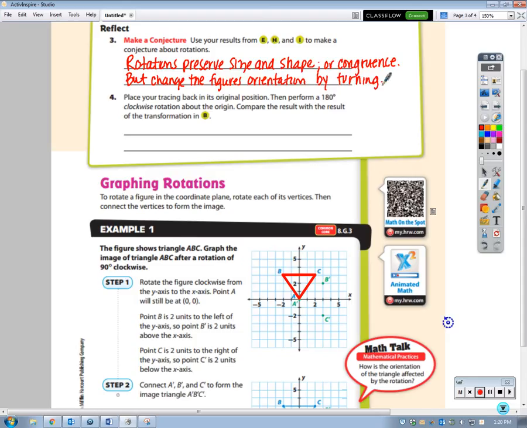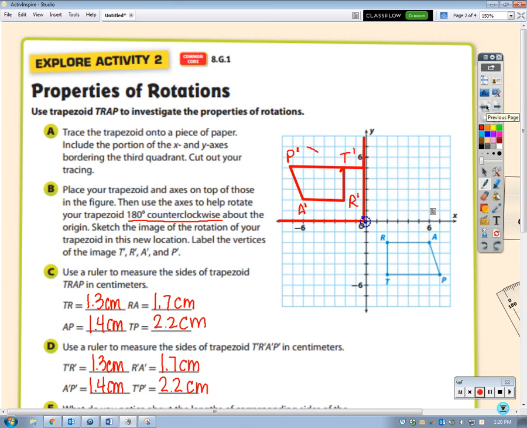And that's turning in a counterclockwise or clockwise direction. So if we trace our tracing back in its original position, then perform a 180 clockwise rotation about the origin, what do you notice about the transformation in B? So we've got to jump back here. In our first transformation, we performed a counterclockwise 180, and now it wants us to perform a clockwise 180, right?